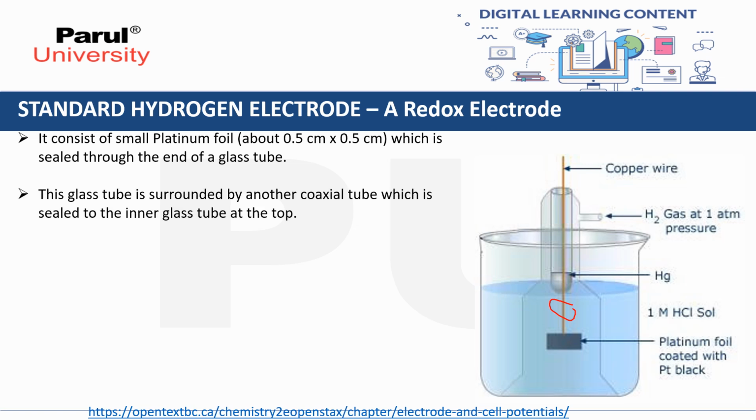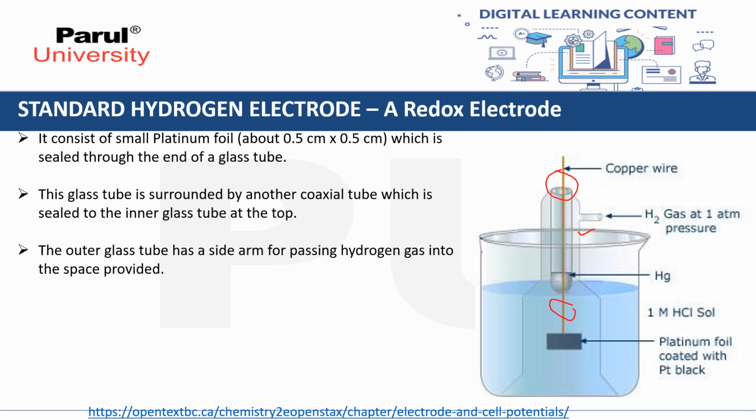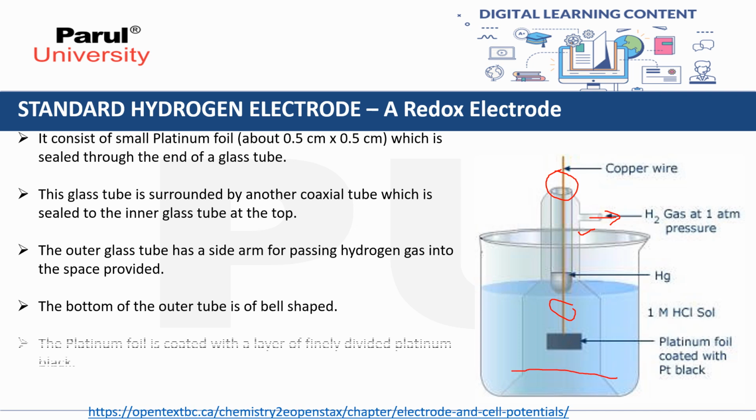This glass tube is surrounded by another coaxial tube, which is sealed to the inner glass tube at the top. The outer glass tube has a side arm for passing hydrogen gas into the space provided. The bottom of the outer tube is of bell shape. The platinum foil is coated with a layer of finely divided platinum black.